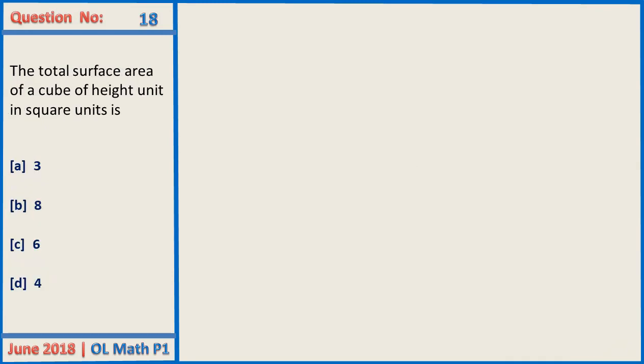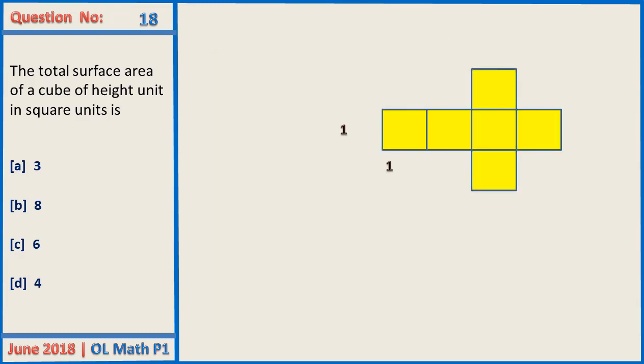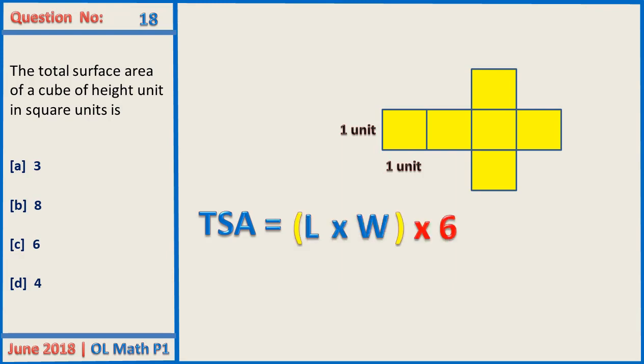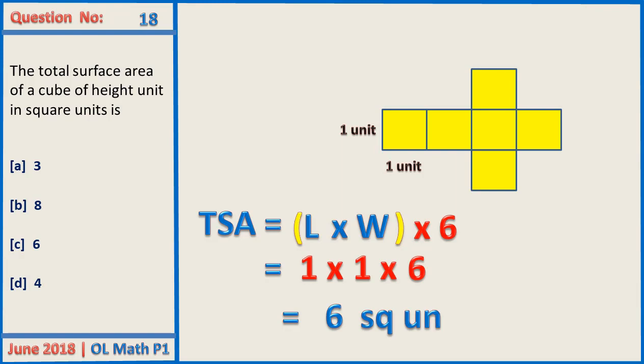Question 18. The total surface area of a cube of height 1 unit in square units is, so if a cube has unit height, then each side is 1 unit. Thus, we have 1 unit side, the other side is 1 unit, and the total surface area will be given by length times width times 6, because there are 6 faces. So this gives us 1 times 6, giving us 6 square units. The key here is C.